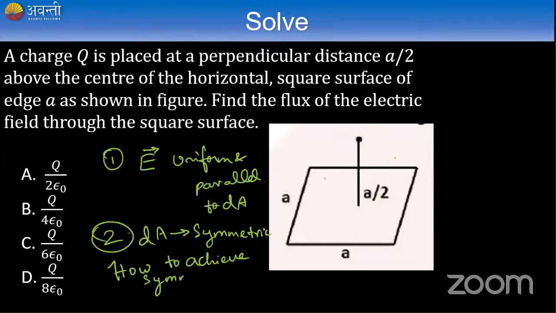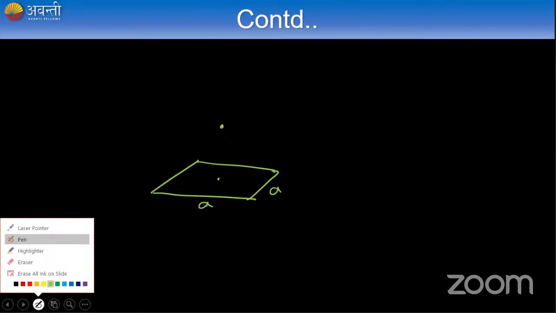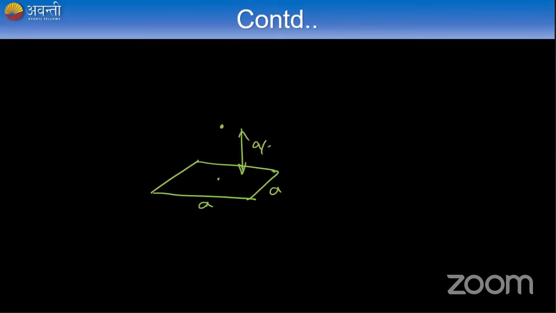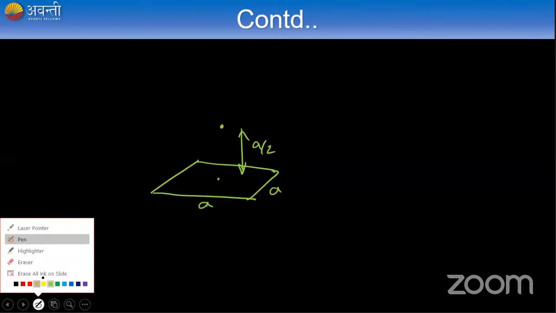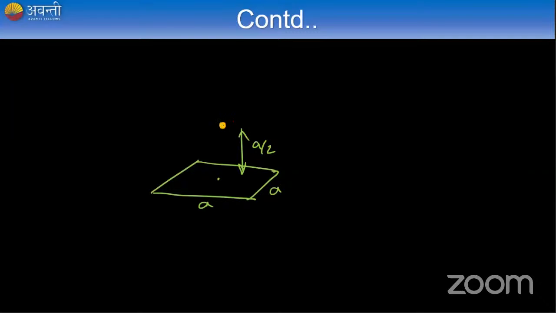So if we try to start with integration and application of Gauss's law, the way with the math, it gets complicated. Okay. So in this case, what's given here is a plane surface of side length A, and from the center at a height of A by 2, I have a charge Q placed.